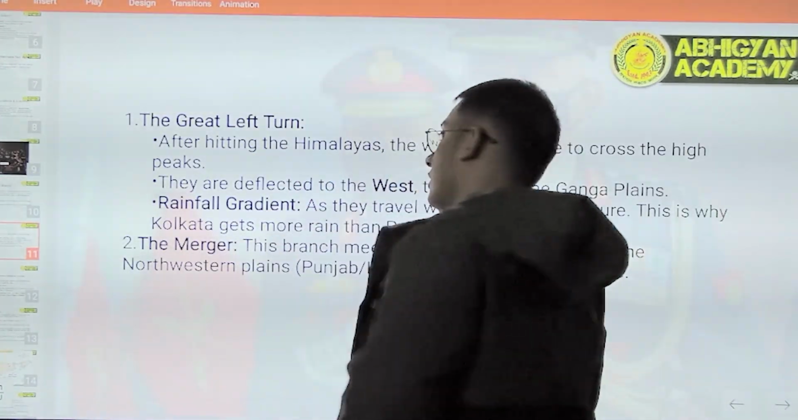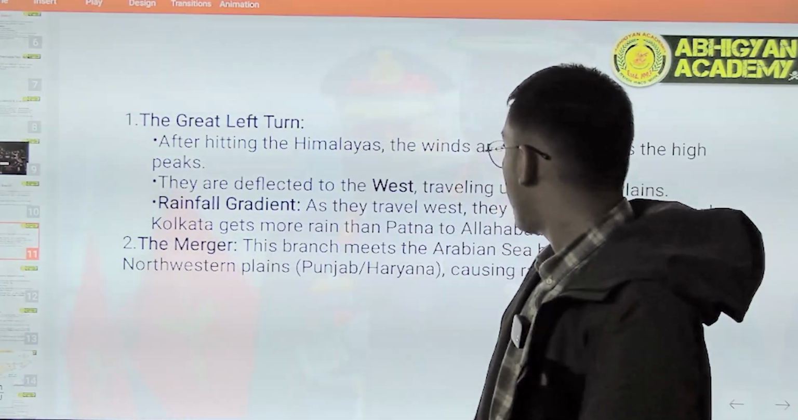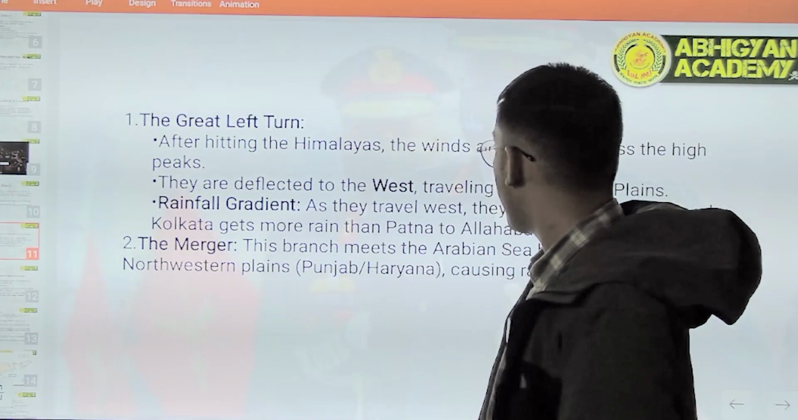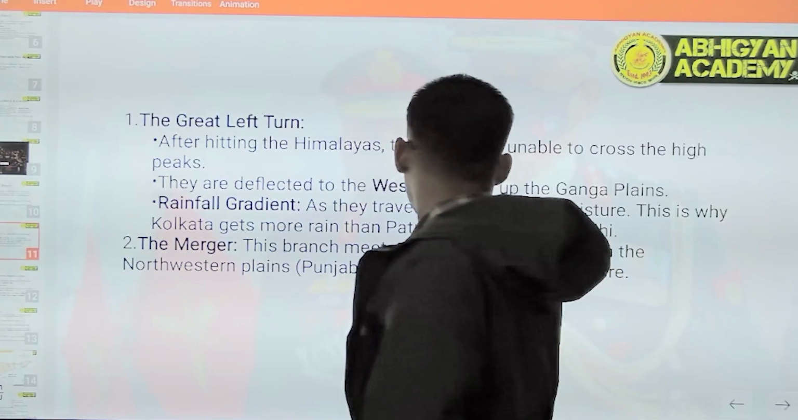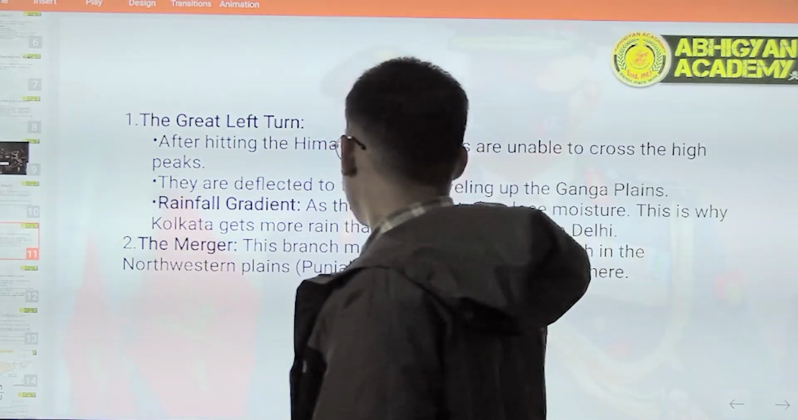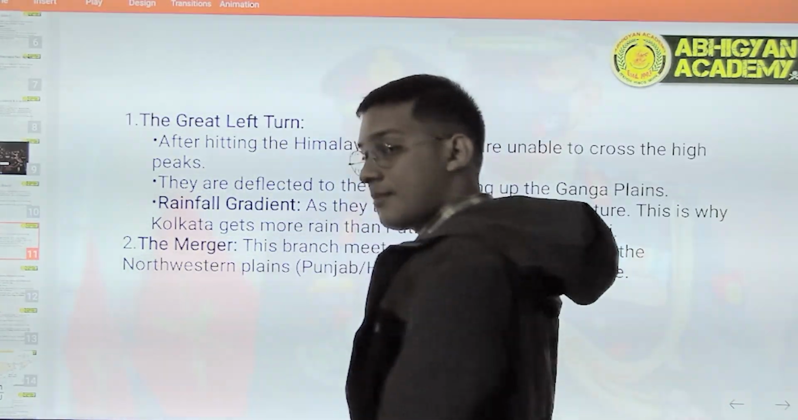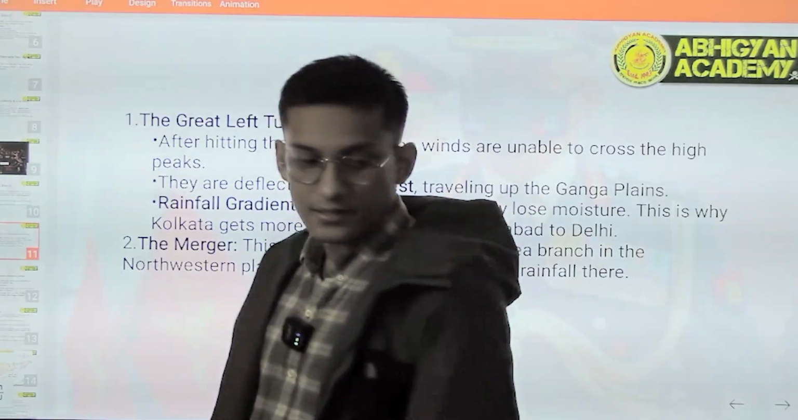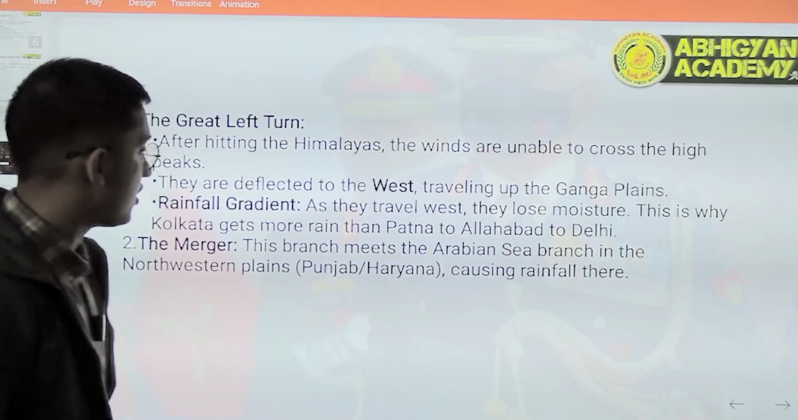Now we come on to the great left turn. So after hitting the Himalayas, the winds are unable to cross the high peaks. They are deflected to the west, traveling up the Ganga plains. Rainfall gradient. So this is something very, very important. It gets asked every time, so you should pay very close attention here.